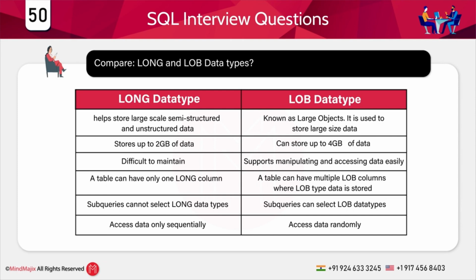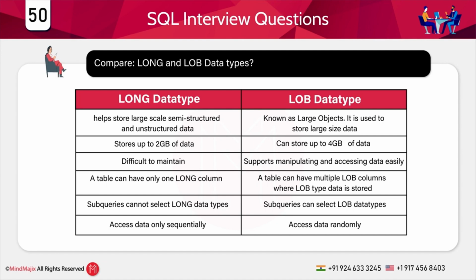Now if you talk about the actual size of data, long stores up to 2 GB of data and LOB stores up to 4 GB of data. The long data type is very difficult to maintain, whereas the LOB data type supports manipulating and accessing data easily. In the long data type, a table can have only one long column, whereas in LOB data type, a table can have multiple LOB columns where LOB type data is stored.